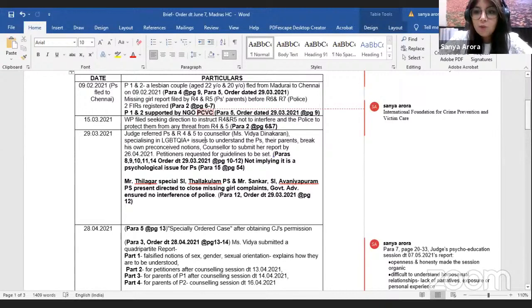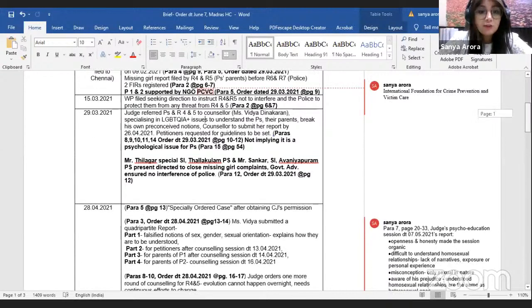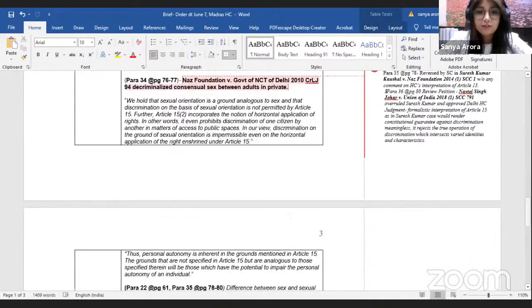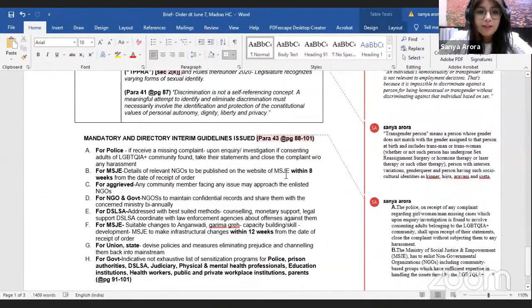And then if I want to refer to the guidelines also, I have the guidelines right over here. So I can just say that para number 43, page number 88, if your lordship would be pleased to open para number this, page number this, and the guideline for the police will be there. Now the guideline for the police is here, which has been paraphrased by me.